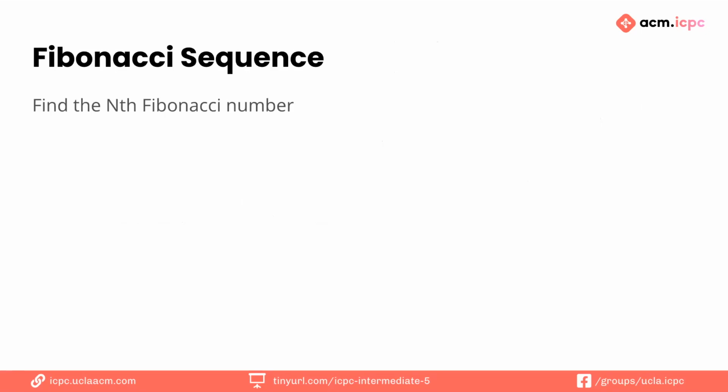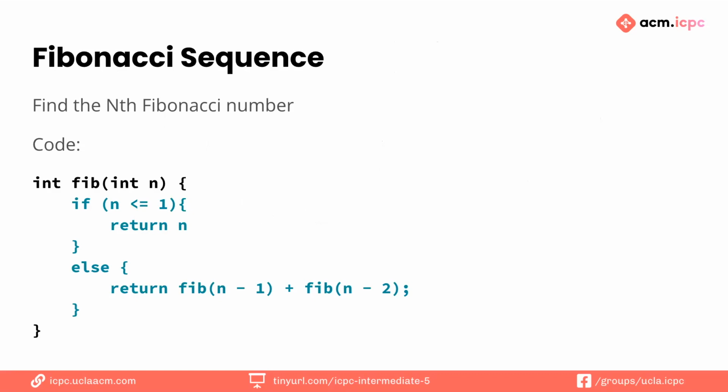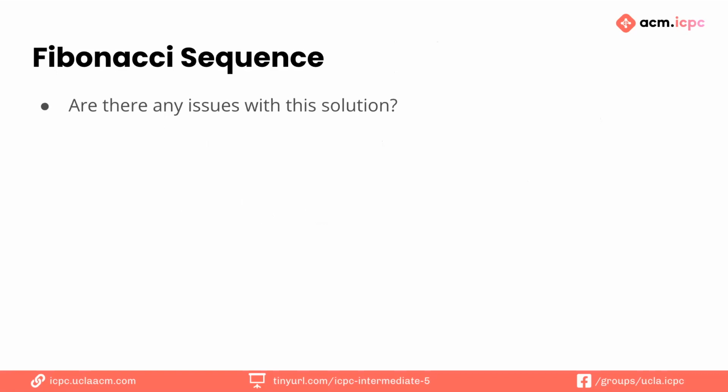So for example, when finding the nth Fibonacci number, a standard recursion code would look something like this. If we're looking for the 0th or 1st Fibonacci number, we just return 1. Or if not, we add the previous two and then return that. But do you see any issues with the solution? It gives you the right answer, but what might be one reason why we wouldn't like the solution?